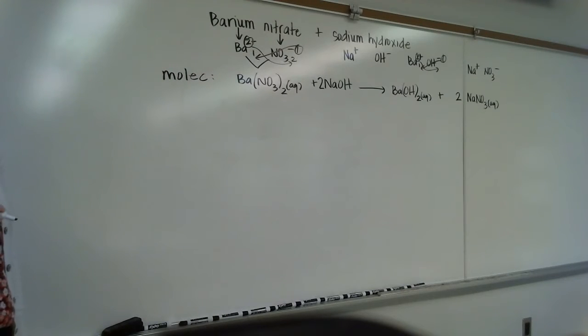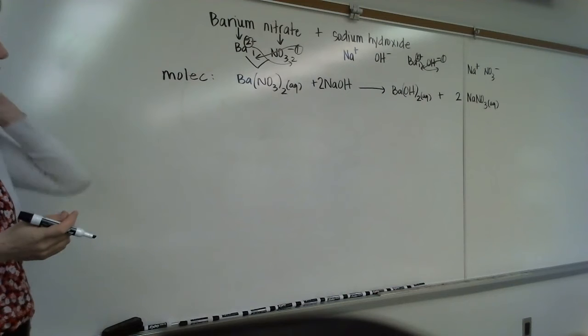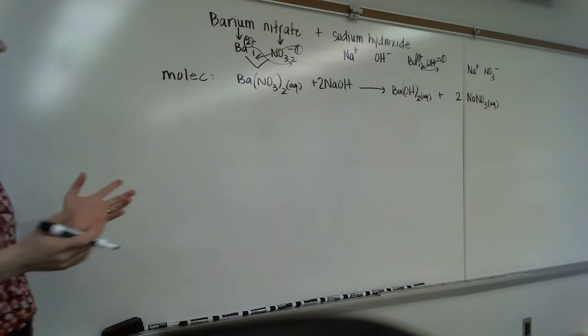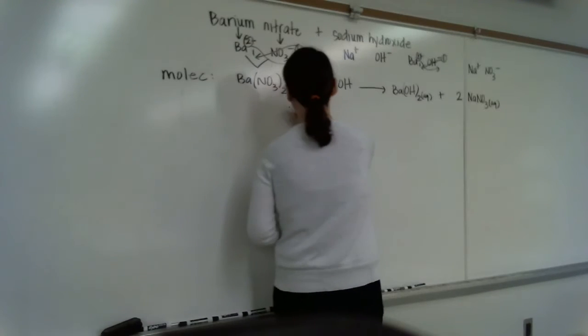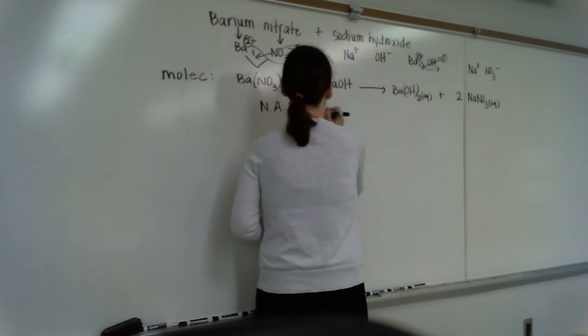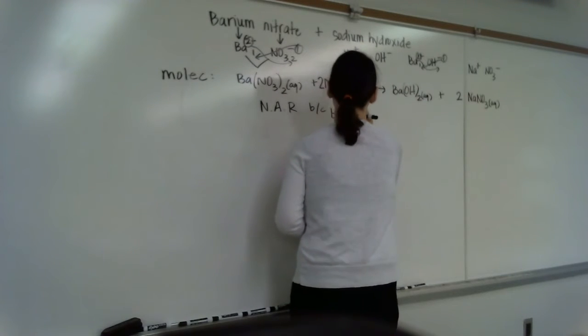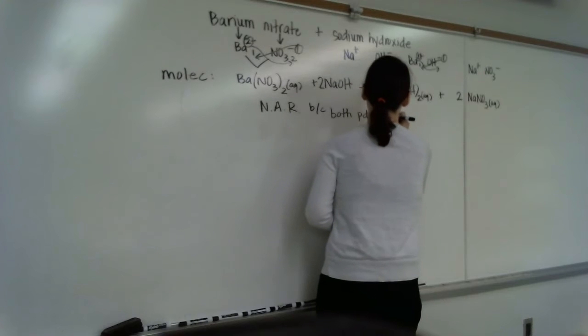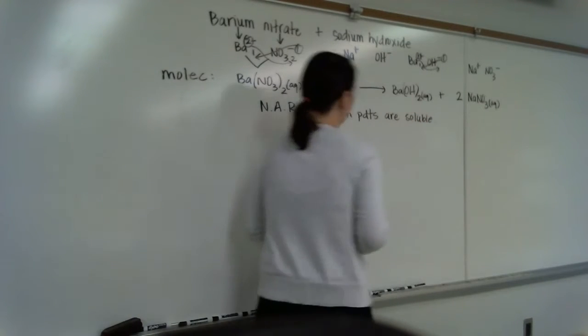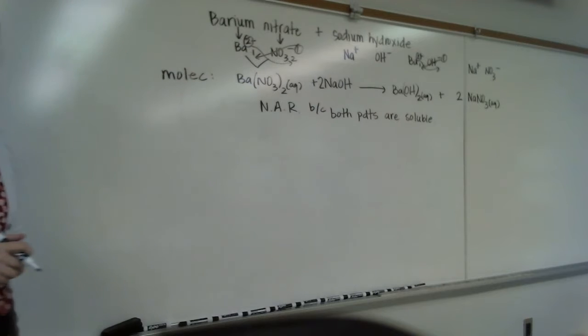Okay, what can we go from here? Is there a precipitate? No, there's no precipitate. So what will we call this? No apparent reaction, NAR, right? You can stop right here and just say no apparent reaction because both products are soluble. Okay? You can stop right there and you don't have to do anything else.